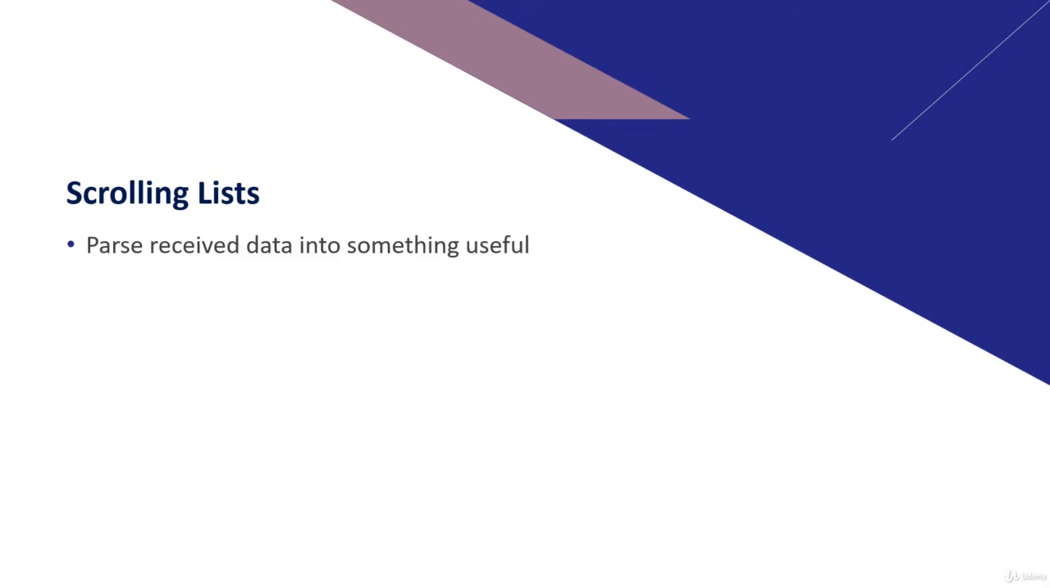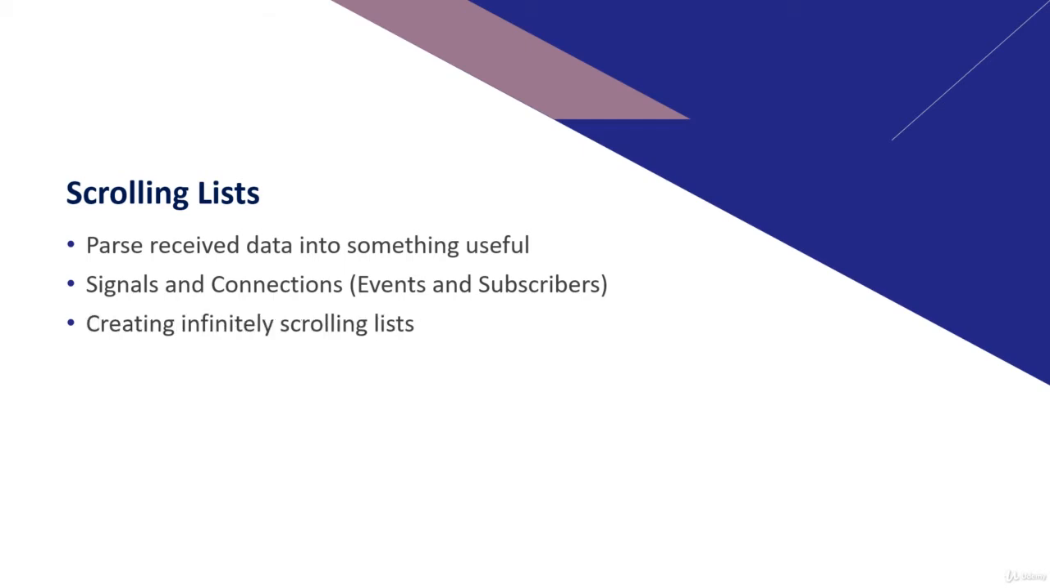We're going to pass that received data we got from our API into something actually useful and usable in these lists. We're going to look again at signals and connections. Remember, we did that in the last module. Remember also that these are equivalent to events and subscribers in other languages. Then, of course, we're going to create an infinitely scrolling list. And luckily for us, vPlay makes that very, very easy.